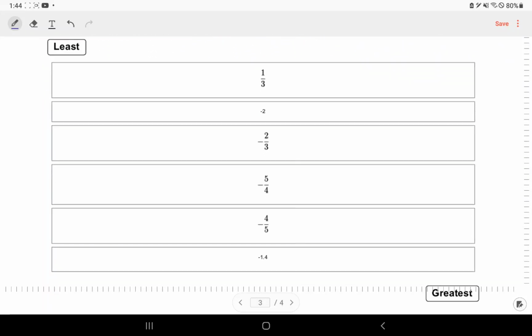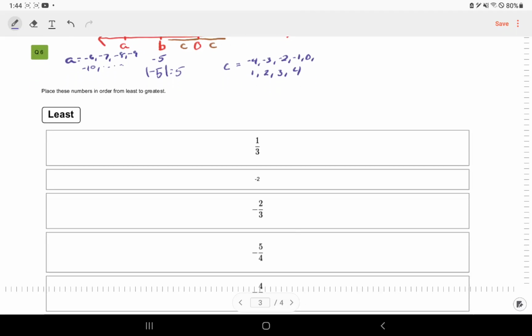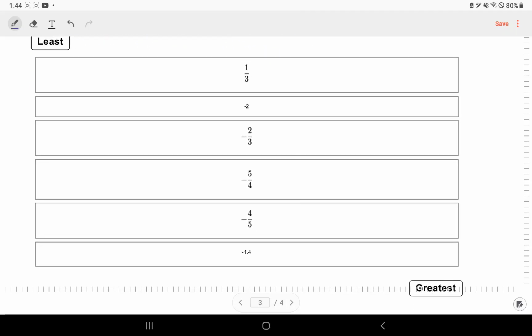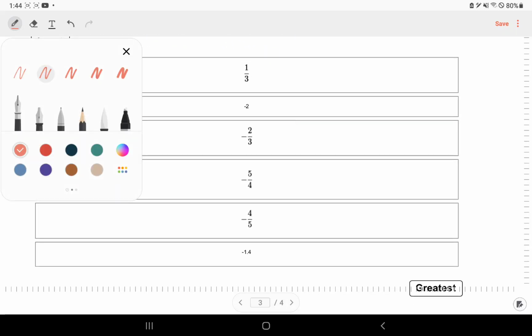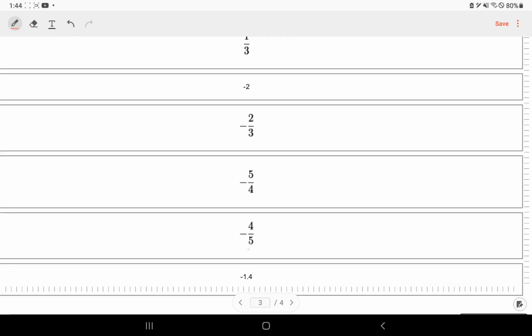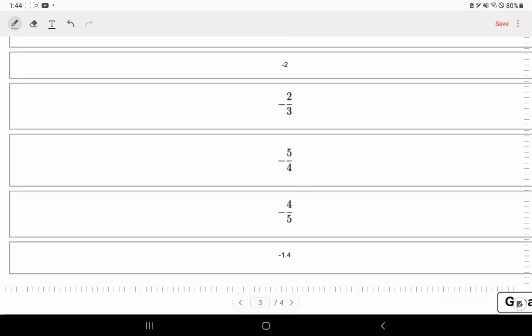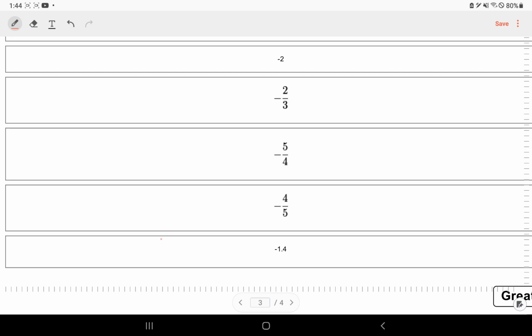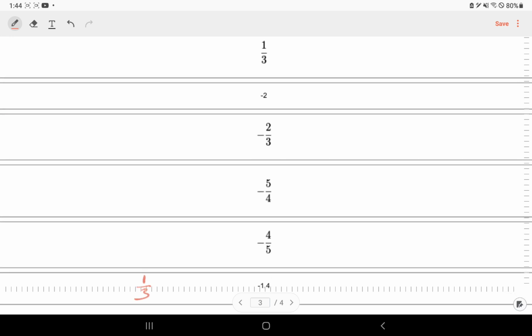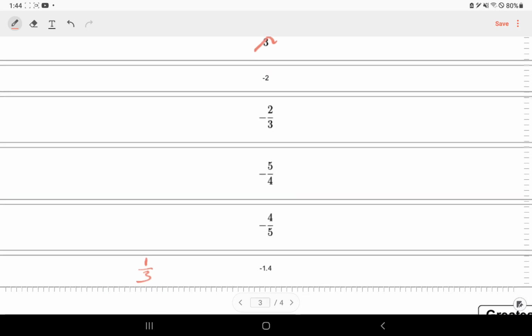And then for our last question, put them in order from least to greatest. I've got a negative, a negative, a negative, a negative, a negative, and a positive. Since 1/3 is the only positive, 1/3 is going to go last.